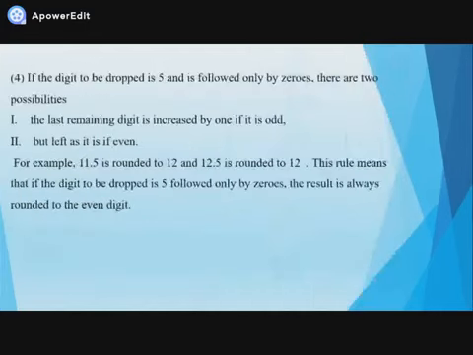Fourth rule is if the digit to be dropped is 5 and is followed only by zeros, there are two possibilities. Number 1, the last remaining digit is increased by 1 if it is odd, and number 2, left as it is if even. For example, 11.5 is rounded to 12 and 12.5 is rounded to 12. This rule means that if the digit to be dropped is 5 followed only by zeros, the result is always rounded to the even digit.